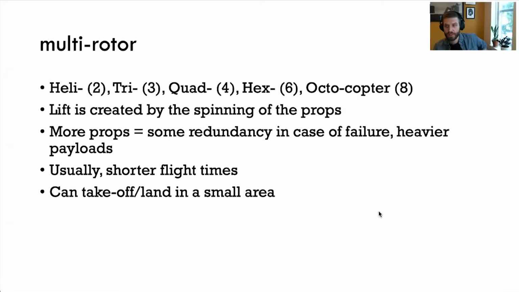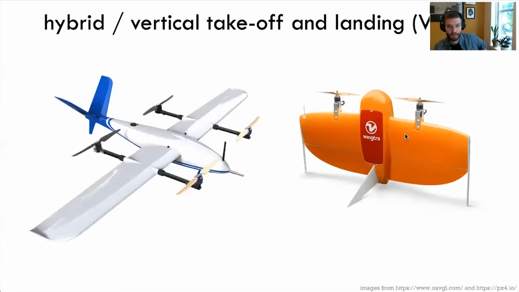But luckily, the advantage of multi-rotors is they can take off and land in a very small area. They're able to take off and land vertically, so you only need a very small amount of space. There's also hybrid drones, which are a mix of both of these. They're also known as VTOL, vertical takeoff and landing.